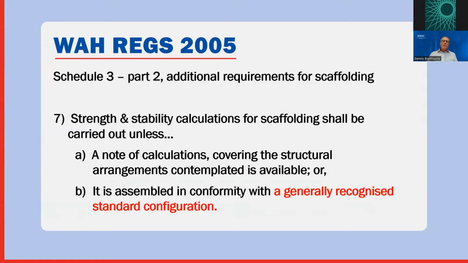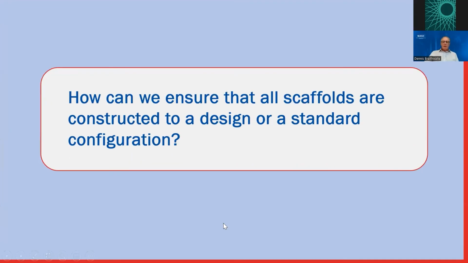So let's start with the Work at Height Regulations. Schedule 3 says that strength and stability calculations for scaffolding shall be carried out unless a note of calculations covering the structural arrangements contemplated is available, or it is assembled in conformity with a generally recognised standard. So what does that mean? How can we ensure that the scaffolds constructed are to a design or a standard configuration?